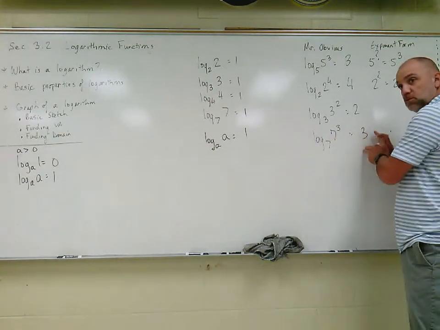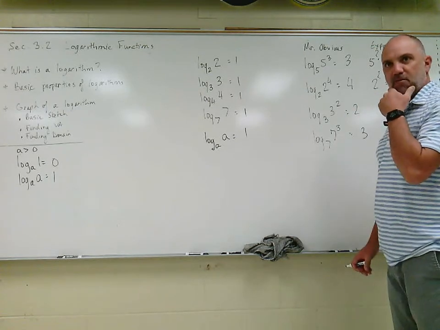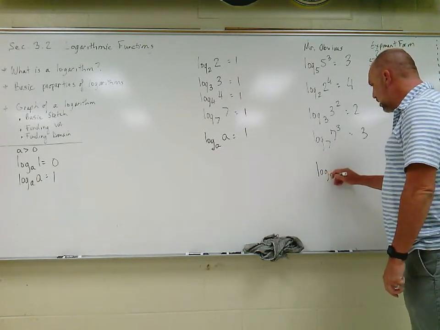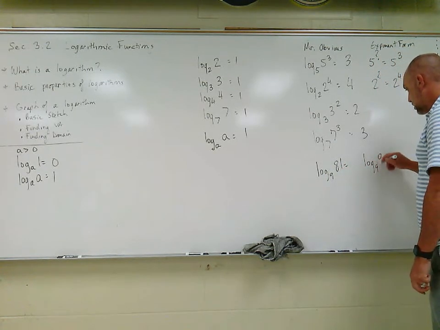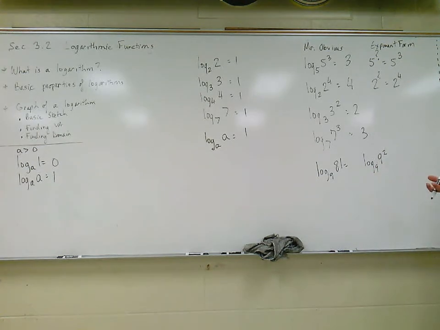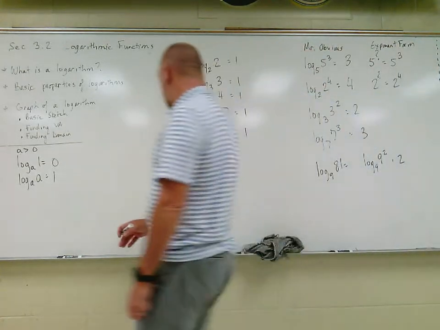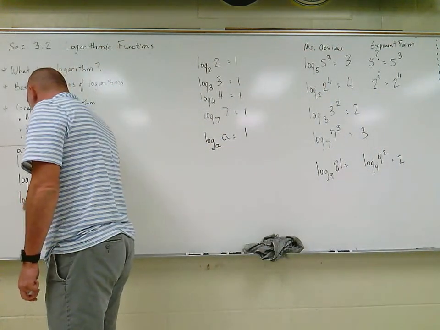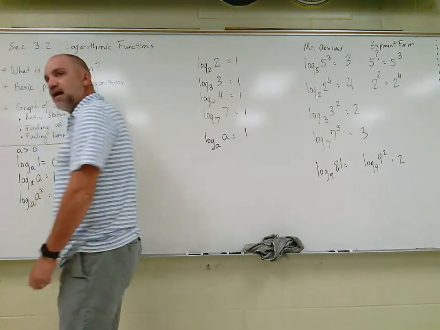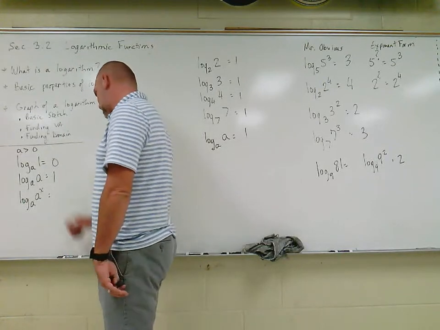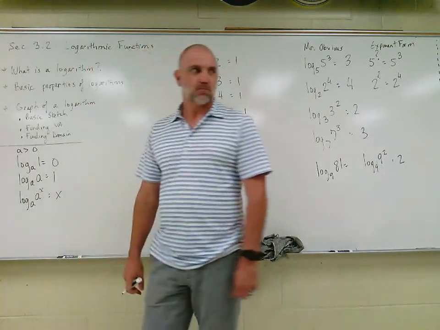Now, here might be my advice. If you have this, you could take 81 and write it as 9 squared and use Mr. Obvious. Either way, you're going to get the answer. What's the answer? 2, but it's easier here. So what would that property look like? We'll say log base A of A to the X. If we have that, what's the answer to the question? X. Mr. Obvious.